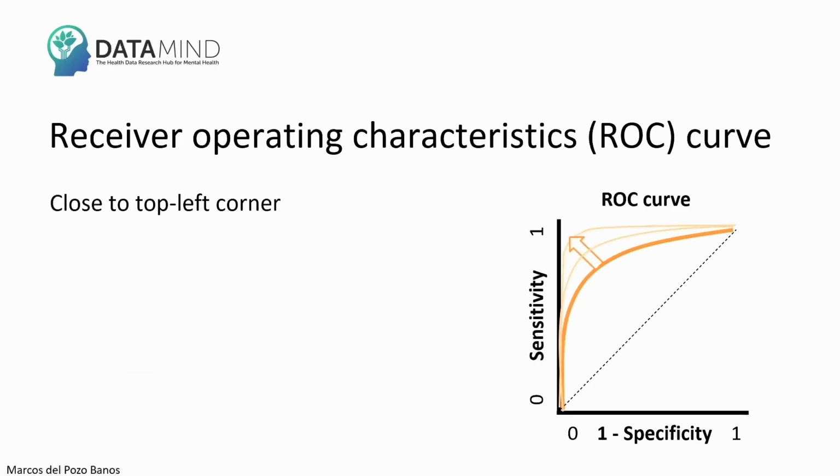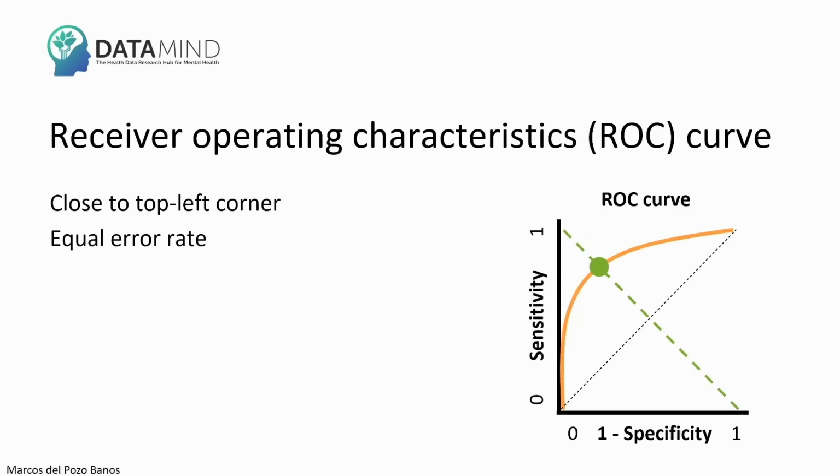Now, we want the ROC curve to be as close to the top left corner as possible, because that is the corner that has perfect sensitivity, so sensitivity equals 1, and perfect specificity, specificity equals 1. Note that the x-axis is 1 minus specificity, so that's why it's 0 on the graph there. So yes, we want a ROC curve that is as close as possible to that corner.